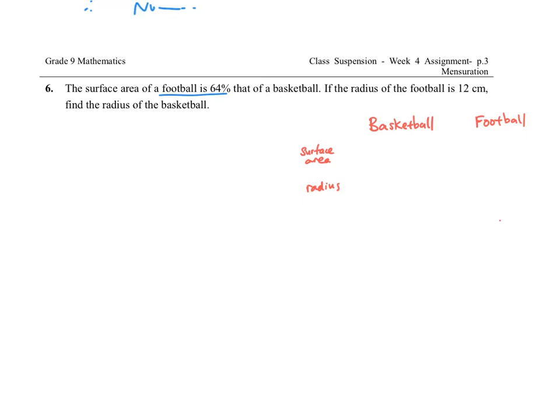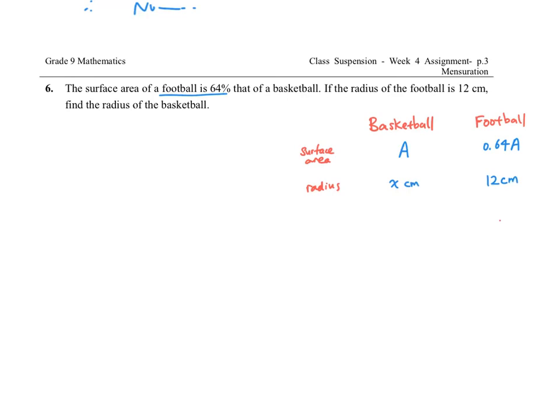So you don't have any value, so we have to let the surface area be 8 cm square, for example, and then you can write the surface area of football to be 0.64 × 8. Then you can write down the radius of the football to be 12 cm, and then for basketball, I don't know, so maybe I let x cm here.